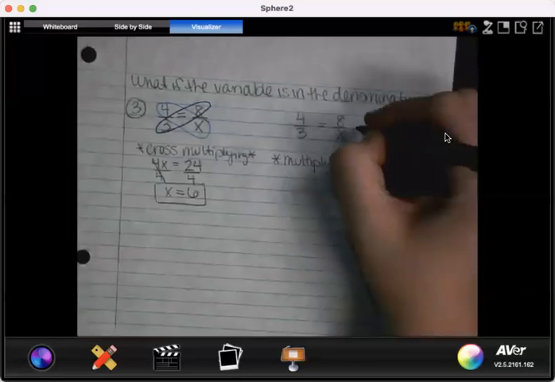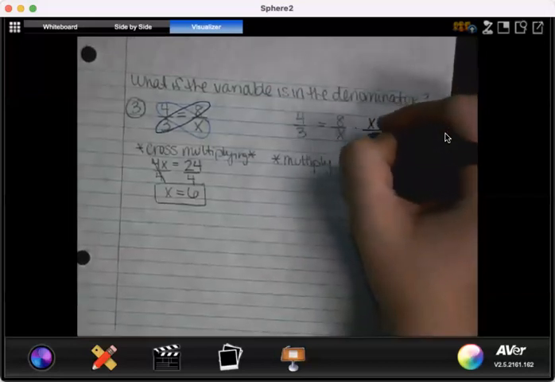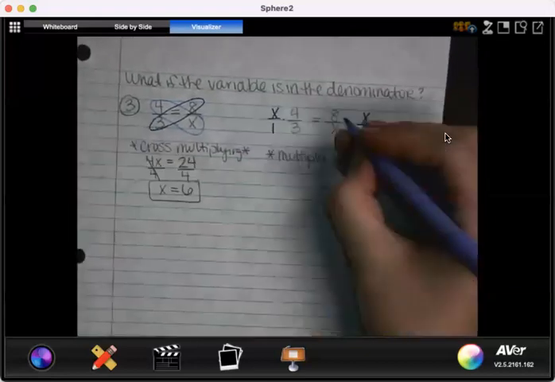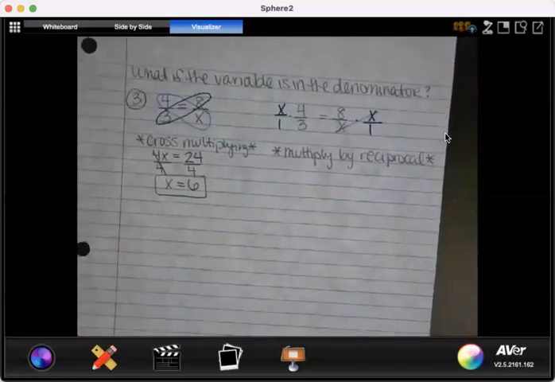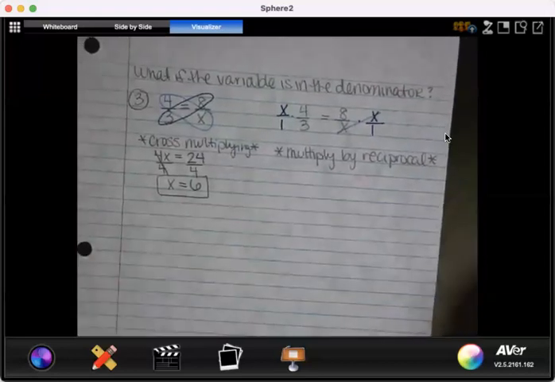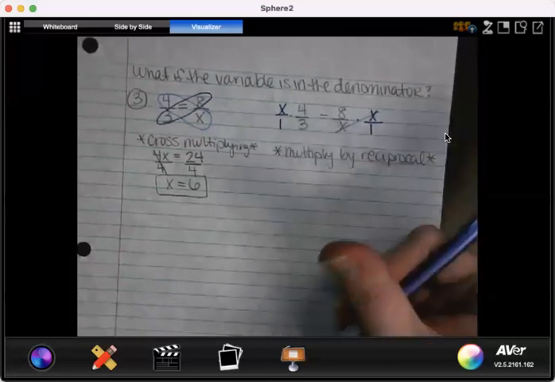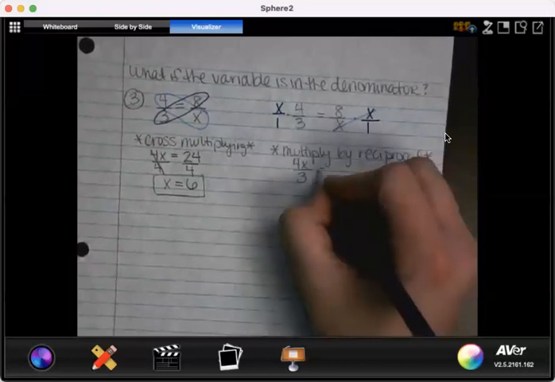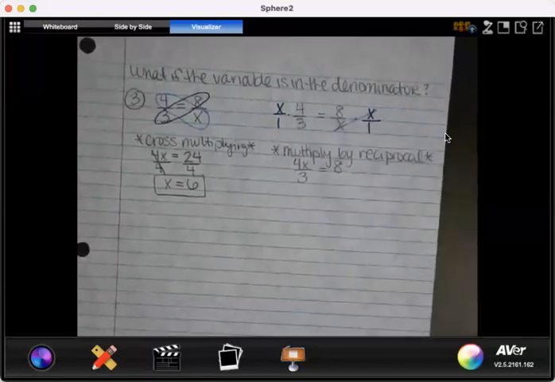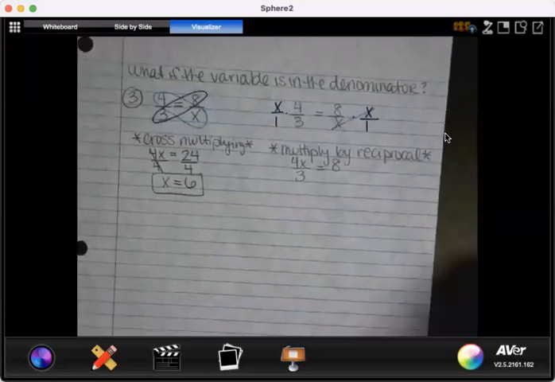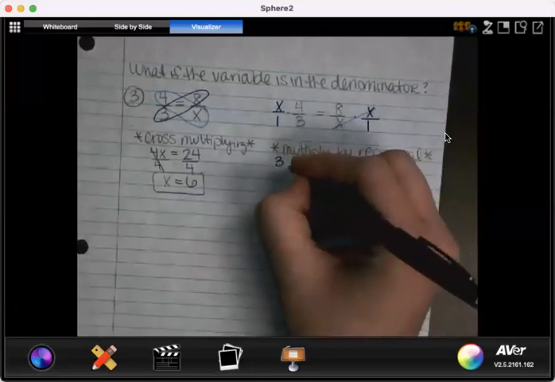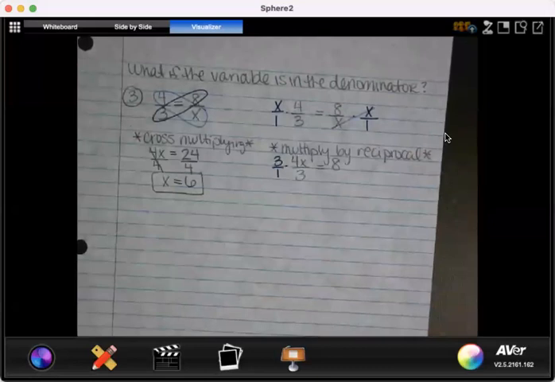But in this case, I'd be multiplying by x divided by 1 to get the variable out of the denominator. However, that's not going to be as simple as the first one, because now we're going to get 4x divided by 3 equals 8. So although I did get the variable out of the denominator, I'm still going to have more to do. So I'm going to have to then multiply by the denominator, or the reciprocal of 3 from the denominator.